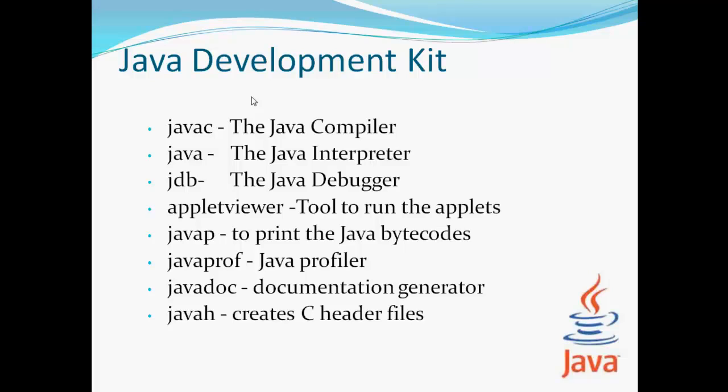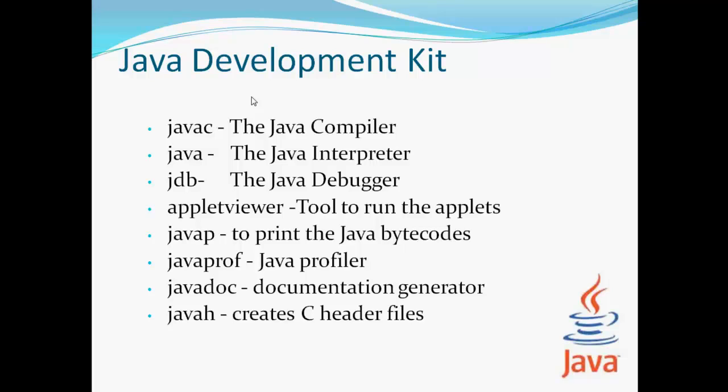So now we know what the Java Development Kit is. That is JDK, and it should have some components to turn our code into running software. So let's see what these components are and what they do.